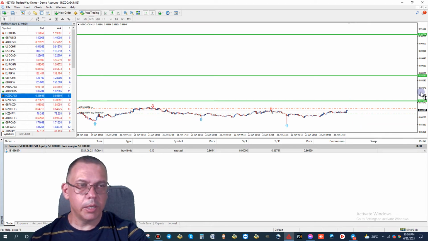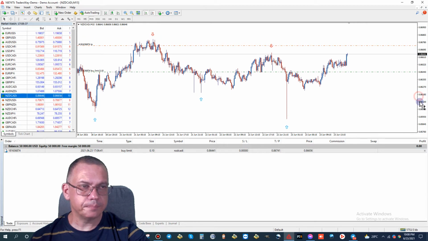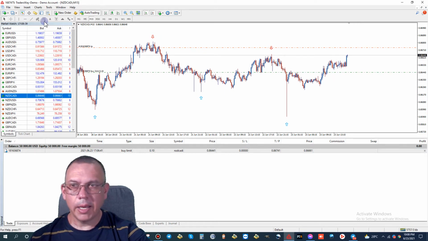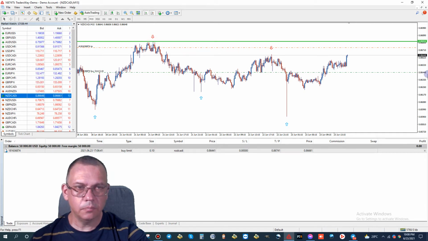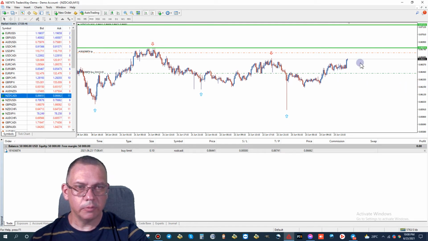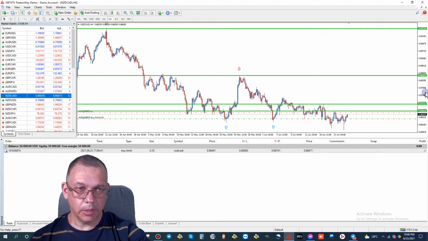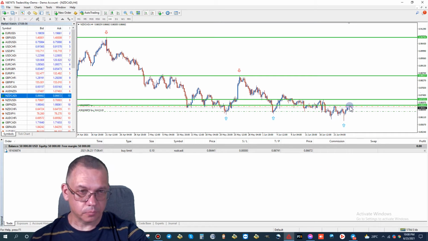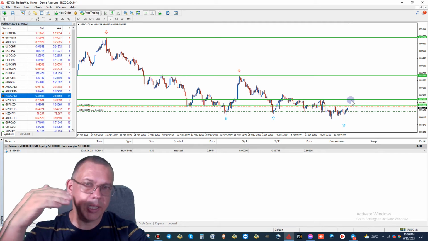Now what we can do also, check this out. I have here a resistance. I'm going to mark that. That's a strong resistance there, and I don't think it's going to break that today. Excuse me, but it will. I can pretty much guarantee you it's going to break this green line, and then it's going to go up to the next green line, just like going in an elevator, different levels.